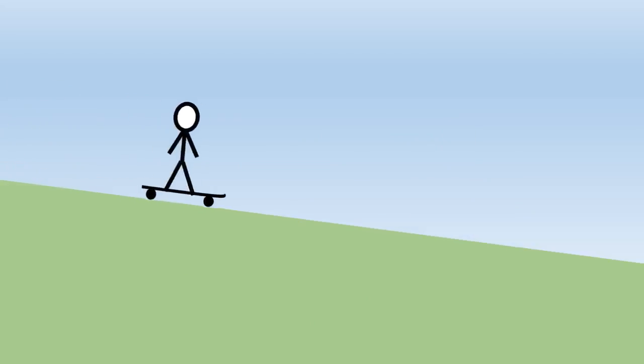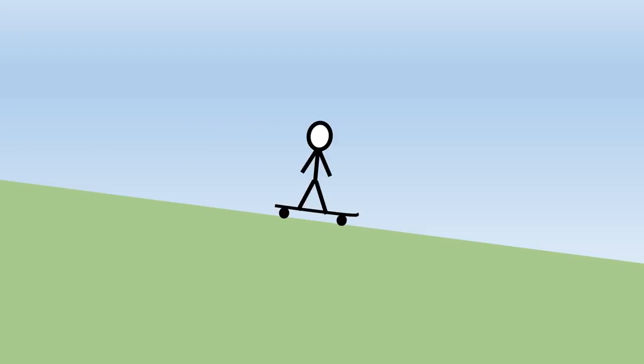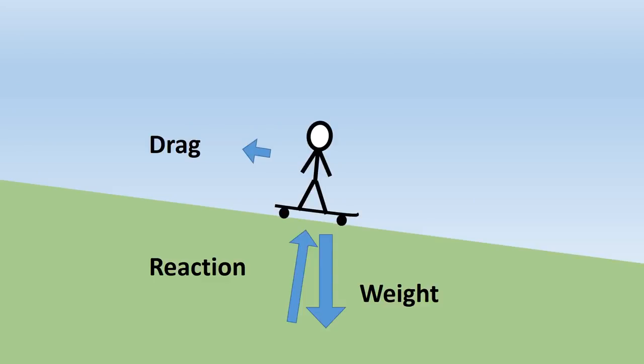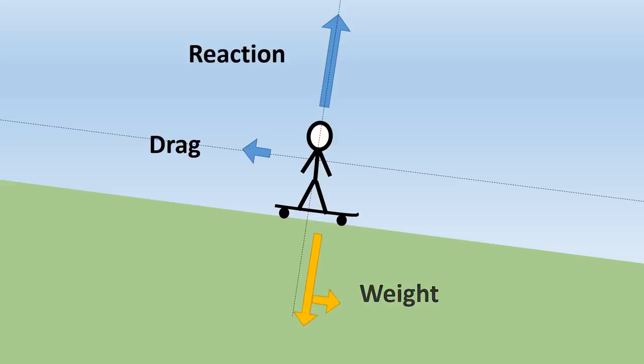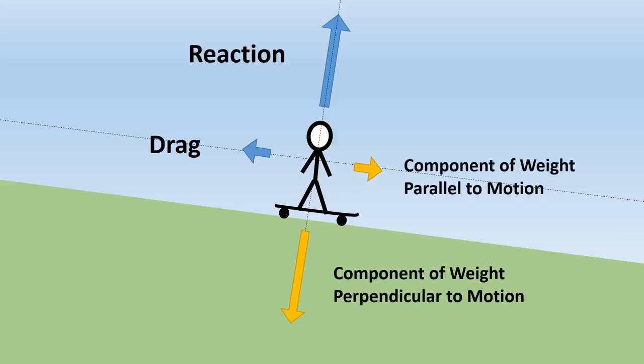Now imagine a skateboarder on a slope. As before, the weight is acting vertically down, the drag is acting in the opposite direction to motion, and the reaction force is perpendicular to the surface. If we resolve these forces parallel and perpendicular to the direction of motion, we can see that part of the weight is pulling the skateboarder downhill and overcoming the drag. Therefore, the skateboarder is able to maintain a constant speed as long as he continues on the same slope.